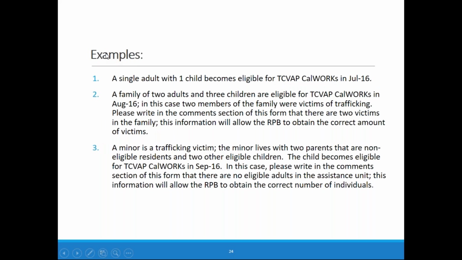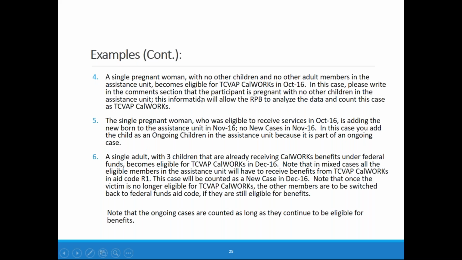We created the following 6 examples to demonstrate this category. I'm now going to turn it over to Heriberto to walk us through this.